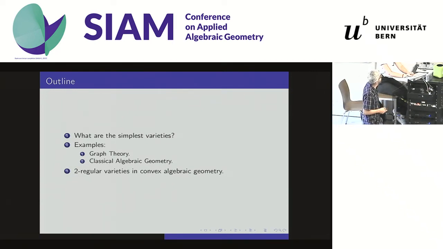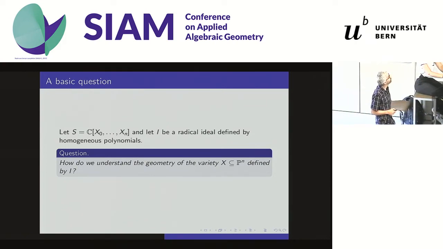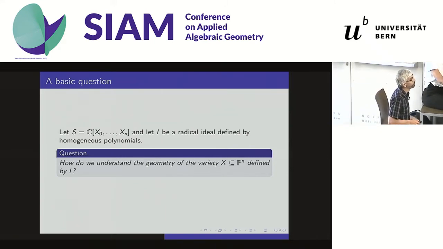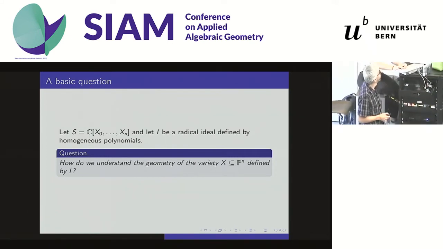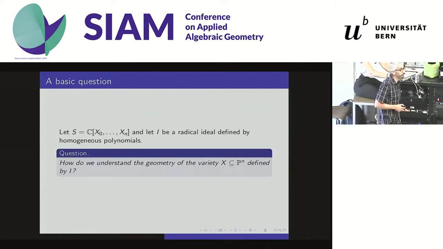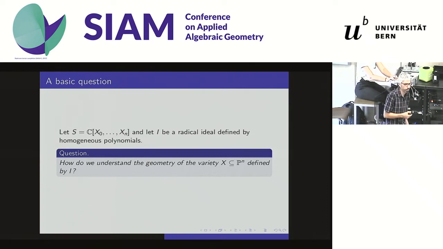So let's begin. What are the simplest varieties? So suppose that S is the polynomial ring in variables x0 up to xn, and that we are given an ideal I, which is radical and which is defined by homogeneous polynomials. And someone asks us the question, how do we understand the geometry of the variety defined by those homogeneous polynomials? So this is a very vague question. What do we mean understanding?